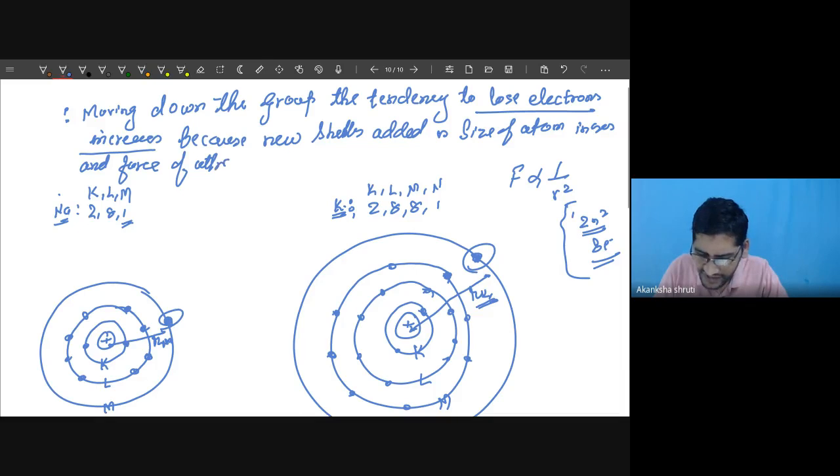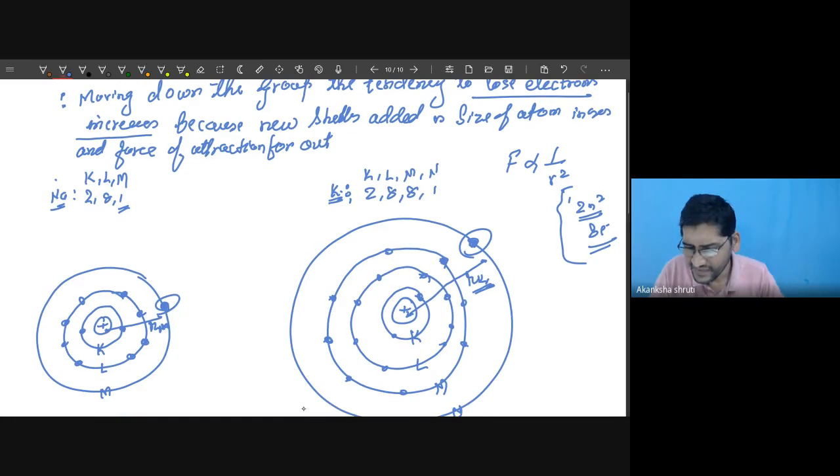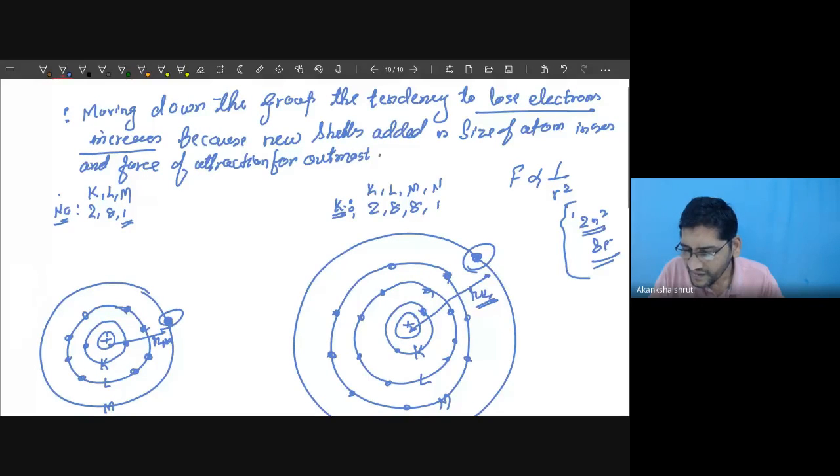So the force of attraction for the outermost electrons decreases. Even this itself has a big analysis. Even the inner electrons which are added, they are also acting as shielding for the outermost orbit. That is called the screening effect. So the screening effect also increases, but these things are beyond your scope. So leave it. Just write this much.